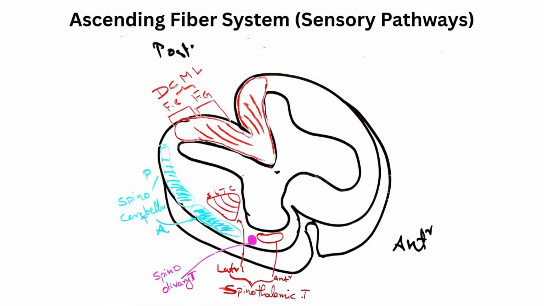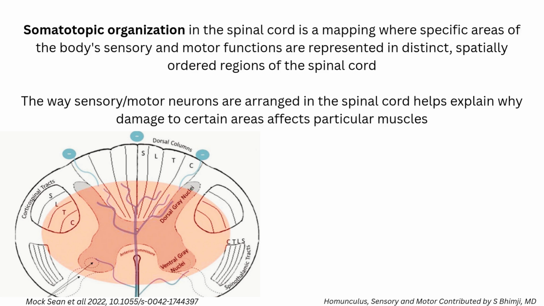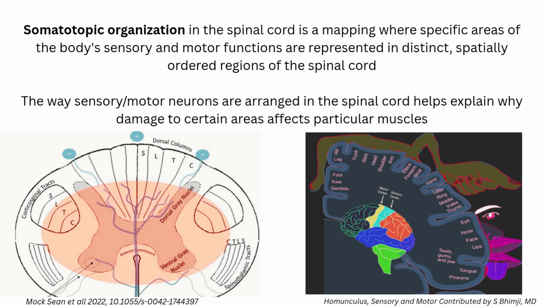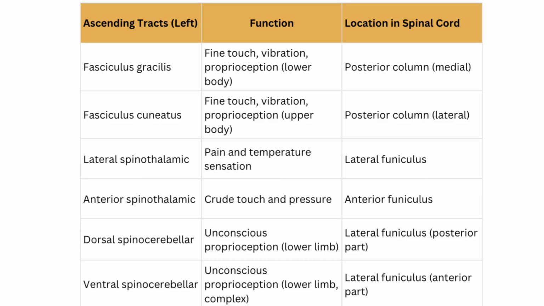Now you might have noticed that specific body parts send fibers to specific areas in the spinal cord. This is called somatotopic organization. It is the mapping of specific body areas to specific locations in the spinal cord, just like the motor homunculus and sensory homunculus in the brain. Similarly, we have representation of body parts in the spinal cord as well. Based on the motor and sensory deficit, we can identify the injured location in the spinal cord. In this slide, all the ascending tracts and their function and location are summarized.